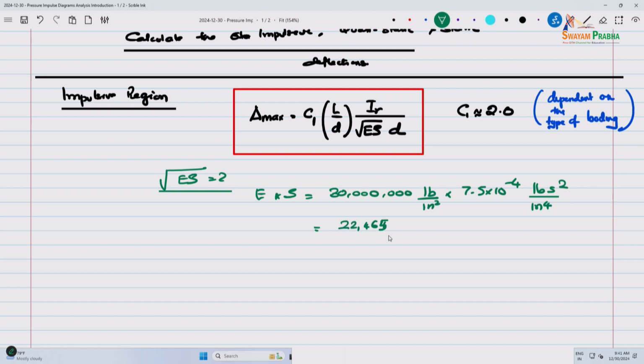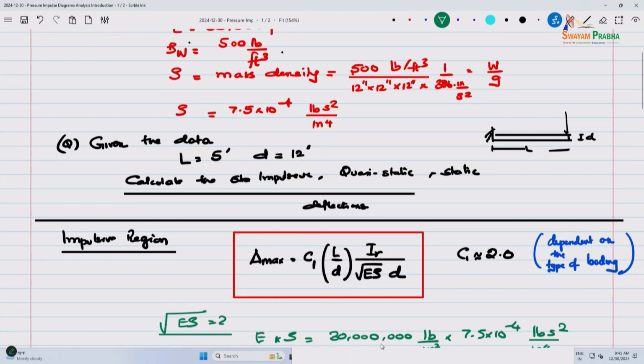Huh? So 500 by 140. What did you get? Did I make a mistake? Yeah, this is pounds per feet cube. Now this is mass density. That's why I changed it. So I have to divide by g, right?